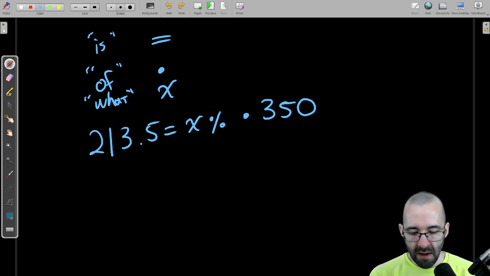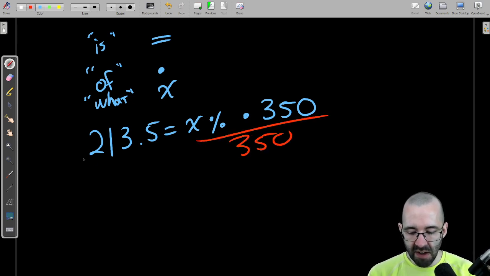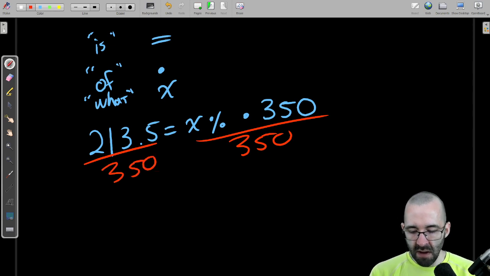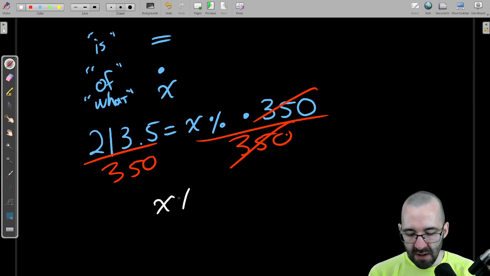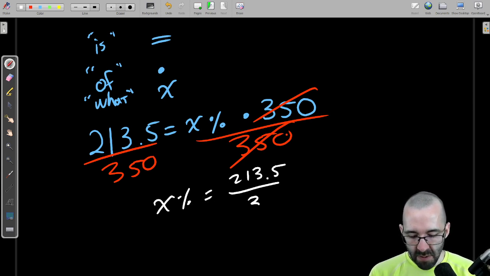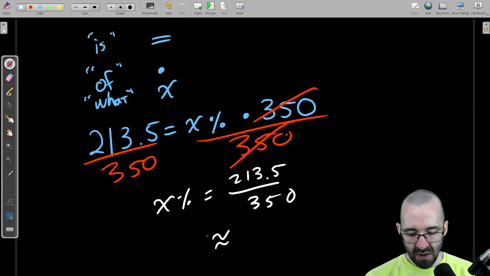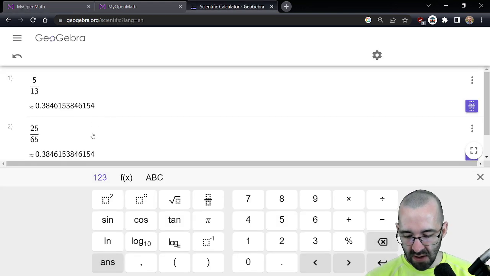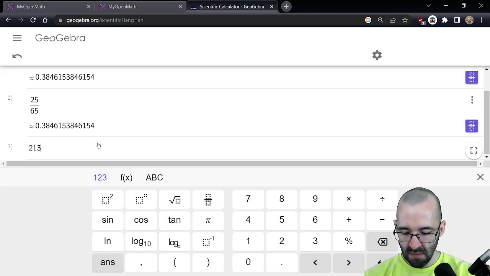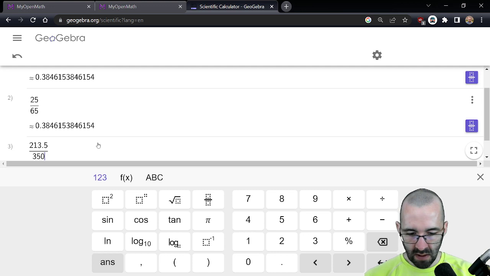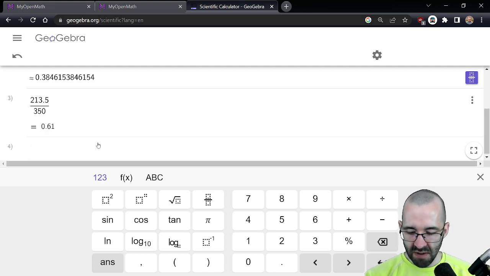All right. The percent sign can make things a little bit confusing. But let's solve for X by dividing both sides by 350. When we do that, it cancels on the right-hand side, and we get X percent is 213.5 divided by 350, which we can calculate. 213.5 divided by 350. That's 0.61.